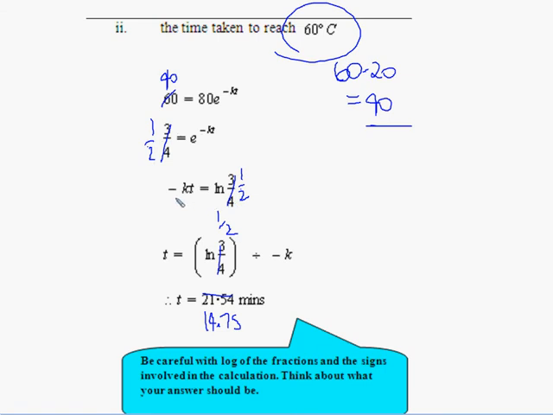Notice I've just kept the minus k times t there, and t is the log of a half divided by minus k. Now, minus k is what we've had before, so just be wary of all that. I'm just keeping it like that because I want to use the exact value, not the decimal approximation. So when I do that, I'm only going to approximate at the end to get 14.75 minutes.